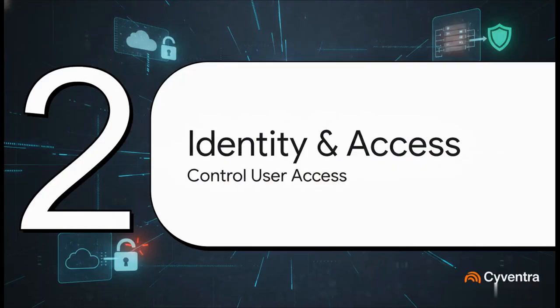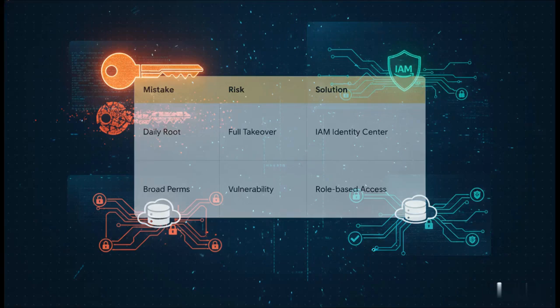Moving right along to Section 2, identity and access security. Let's look at our first layer of defense, starting with two major blunders. Mistake number 1 is using the AWS root account for everyday tasks. Look, the root account has unrestricted access to literally everything. Why do teams do this? Honestly, it's usually just laziness or rushing during the initial setup.